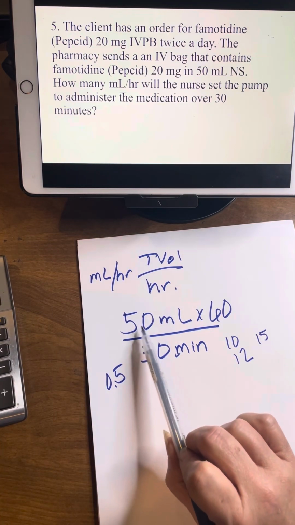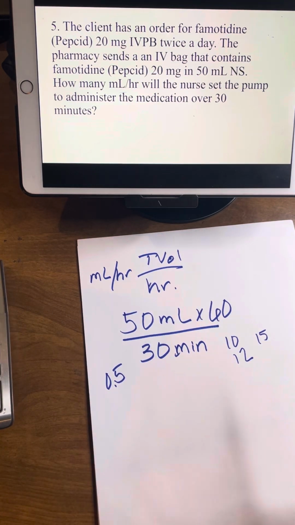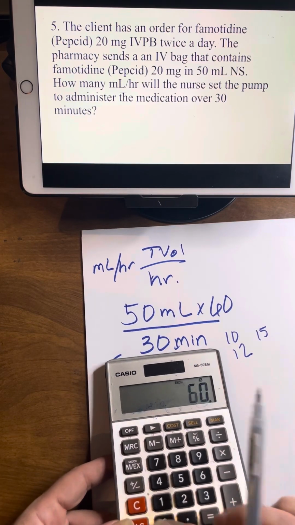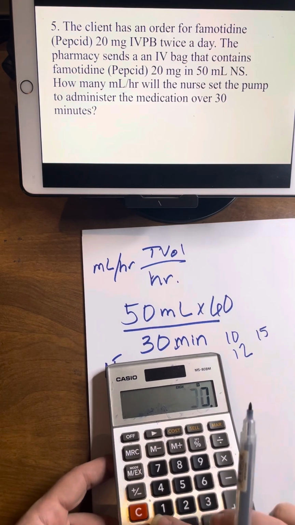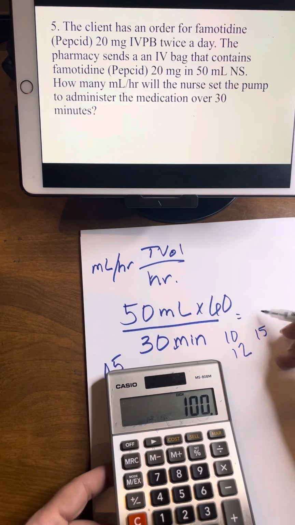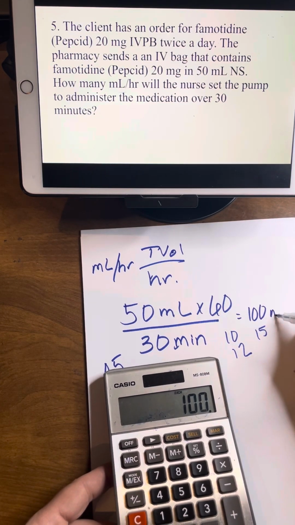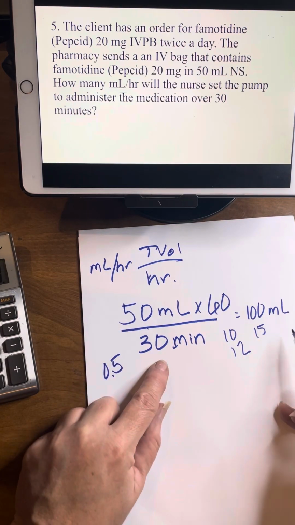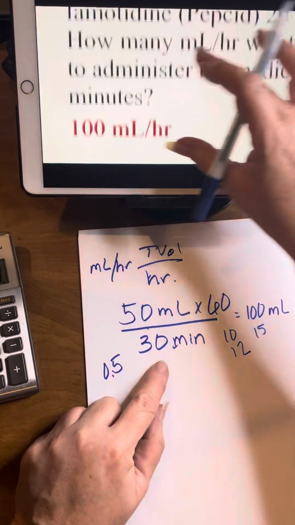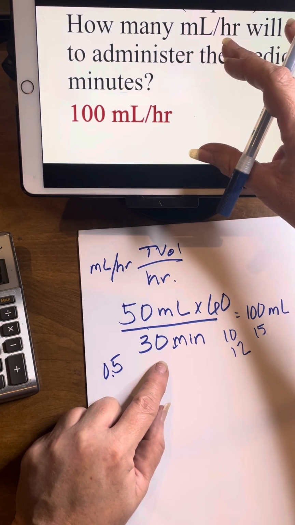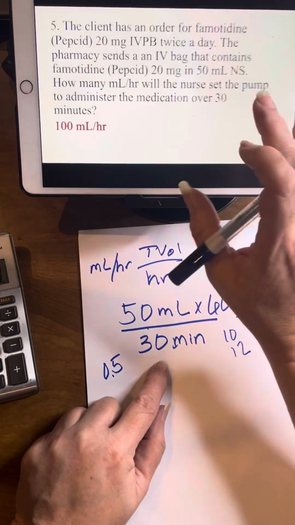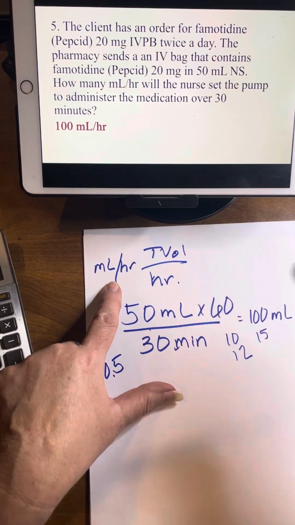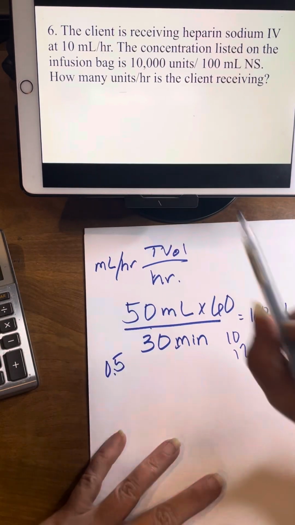We're going to do all the math on the top and divide it by the number on the bottom. And we'll do 50 times 60 equals, divided by 30 equals. That's 100 milliliters per hour to get that in 30 minutes. Boom. Sure enough, it's 100 milliliters an hour. If you're going to write minutes on your time on a milliliter per hour, just throw a 60 up there and keep it moving.